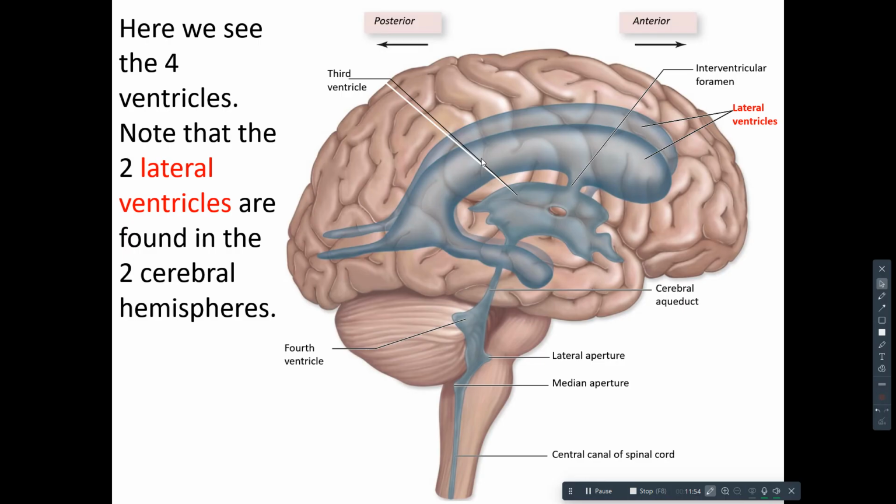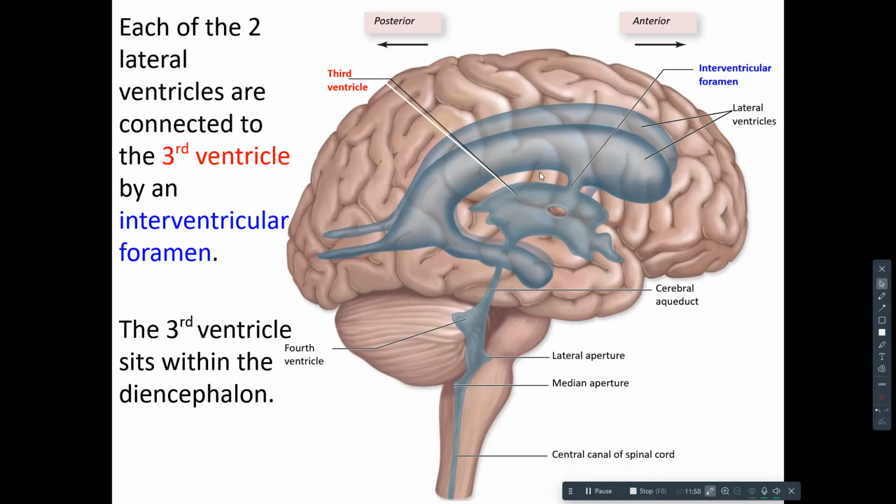So I see my 2 lateral ventricles, one in each cerebral hemisphere. My lateral ventricles are connected to my third ventricle. Here's my third ventricle. The connection is an interventricular foramen. Third ventricle, of course, is within the diencephalon.